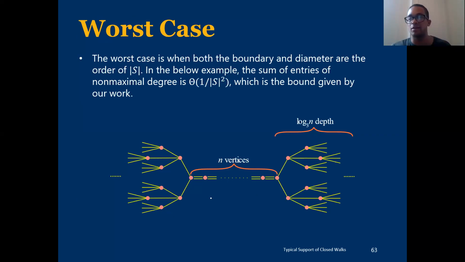So this may seem like a slightly wonky way of doing things, but it turns out that our results are actually tight, in the sense that there are graphs such that the sum of entries of vertices of non-maximal degree is theta 1 over s squared. And the thing that I just want to highlight about this graph is that both the diameter and the size of the boundary are order the size of the overall graph. And this is really the only case where our result is tight. In fact, in our paper, we give our bounds in terms of the size of the diameter and the size of the boundary.